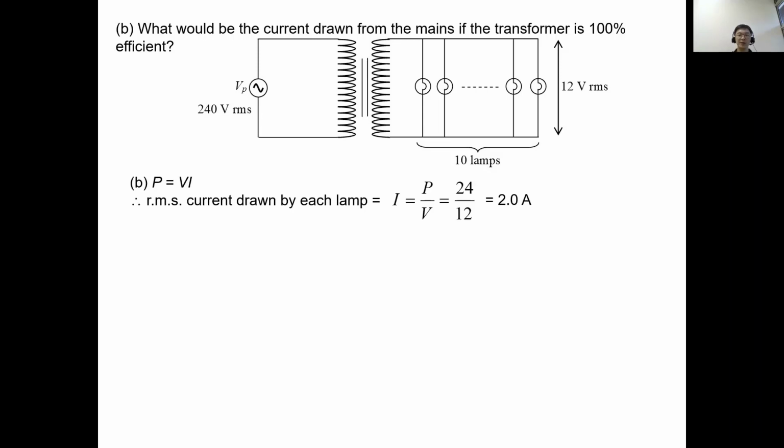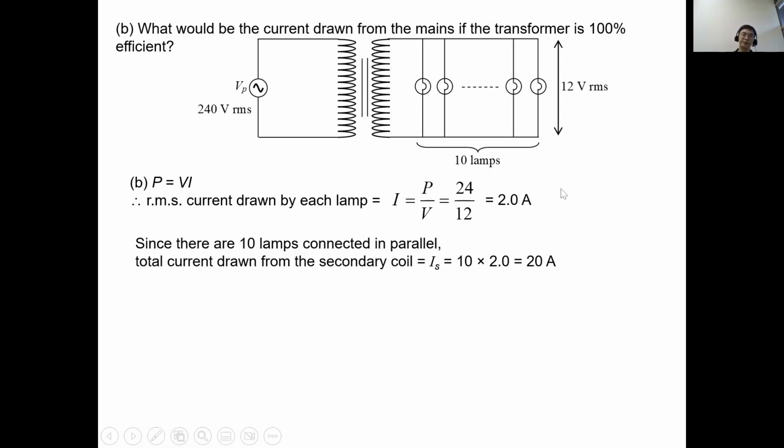So if the mains voltage across here is 12 and the power of each lamp is 24, using P equals IV, or VI, we can tell the root mean square current must be 2 amperes. Remember here, the average power divided by root mean square voltage is the root mean square current. Okay, so we get 2 amperes root mean square current.